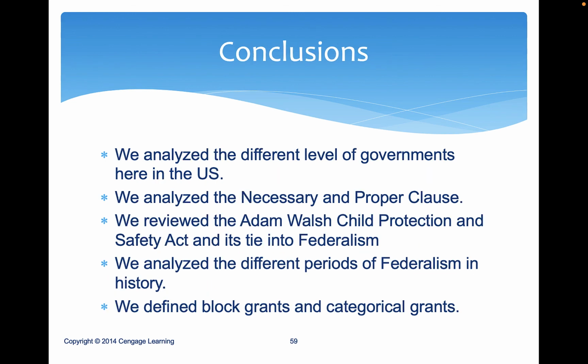So we analyzed the 3 levels of government here in the United States. We talked about the Necessary and Proper Clause. We looked at the Adam Walsh Child Safety Protection Act. We talked about the periods of federalism, and we looked at the definitions of block and categorical grants.